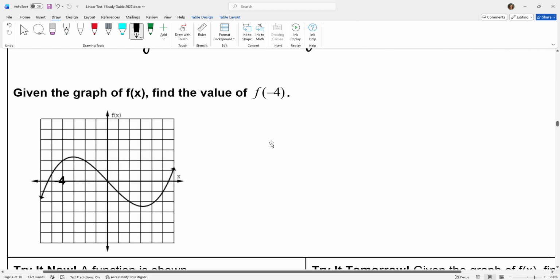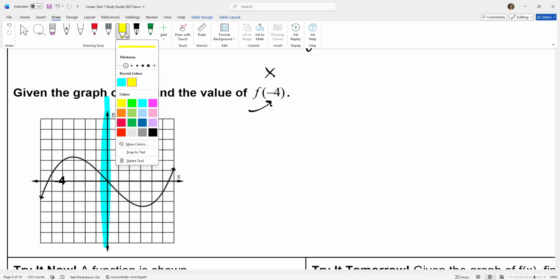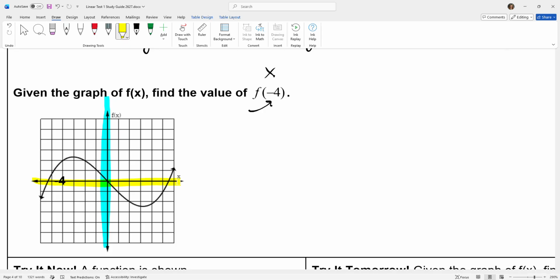Now, I'm going to go ahead and real easy go to our second example. Again, you already know the answer, but I'm going to talk about finding it. We want to find the value of f of negative 4. Remember, this is our input, so that is our x. So I want to look at my graph. This is my y-axis, and this is my x-axis. So this negative 4 is our x value. We want to find our y value.